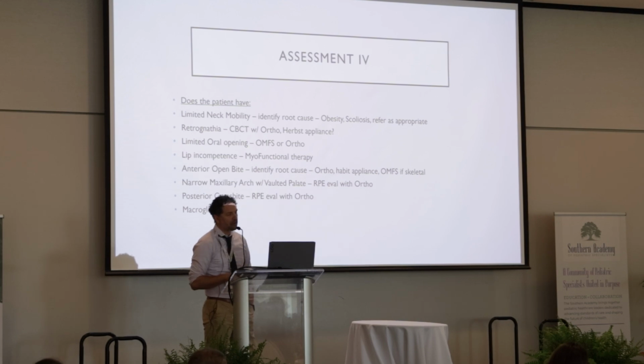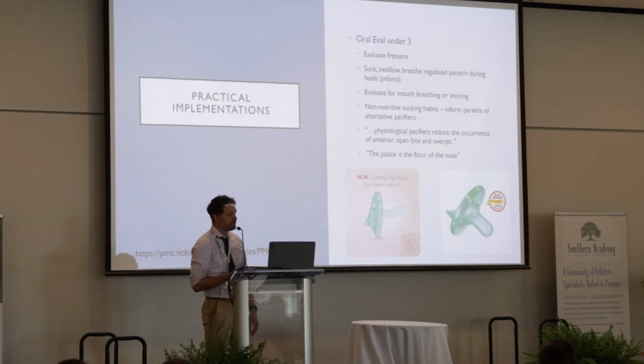I kind of skipped over this slide earlier, but for those of you who talk to and counsel parents about pacifiers, there are those more orthodontic-inclined ones that have the slope, versus those Tommy Tippee big ones they get from the hospital. The more you look at the studies on it, there actually is a benefit to those physiologic style pacifiers. They can improve the decrease in overbite and open bite, so that's one of the things you may want to bring up when you talk to parents. Narrow maxillary arches and vaulted palates are on there. Obviously looking at RPE and ortho makes sense, same with cross bites and macroglossia.